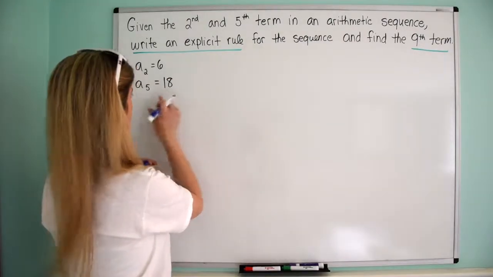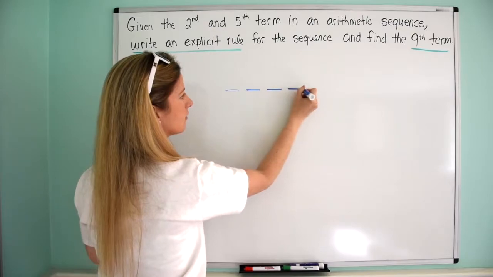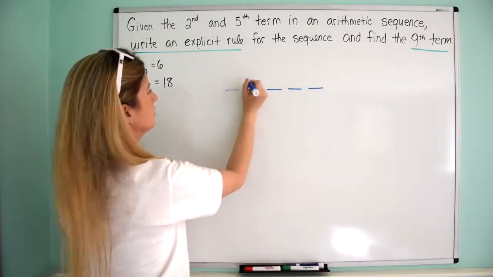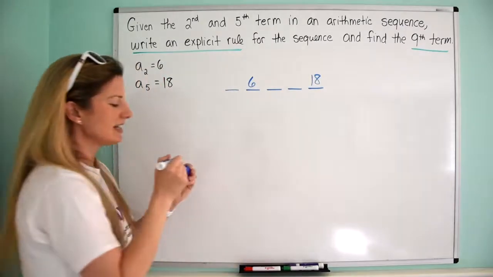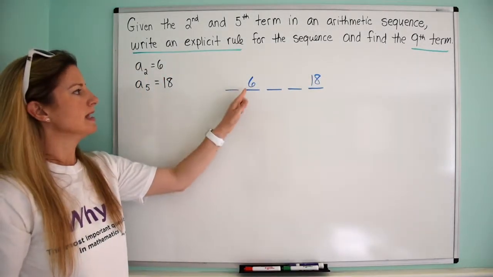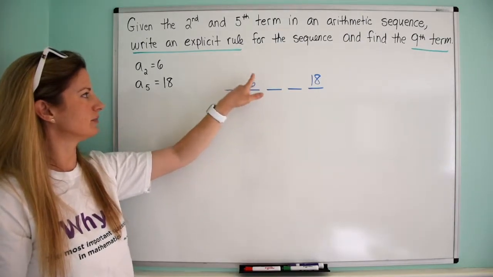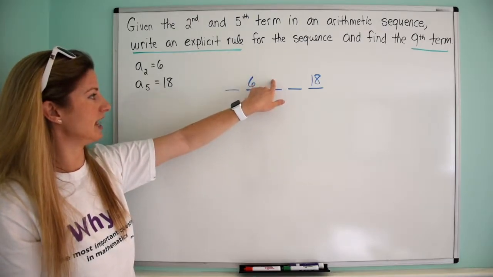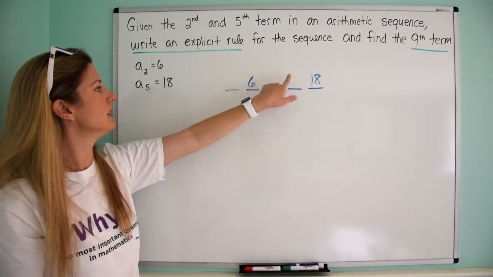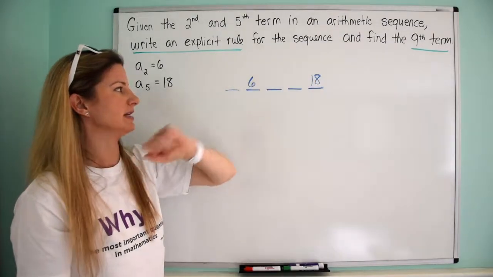Okay, so first thing I want to think about is, when you have an arithmetic sequence, I'm just going to write out, we're just going to go to 5 here. So we've got 1, 2, 3, 4, 5. We know the second term is 6 and the fifth term is 18. In an arithmetic sequence, to get the next term, we add what's called the common difference to the previous term. We add the common difference to get the third term, add it again to get the fourth term, and add it a third time to get the fifth term.